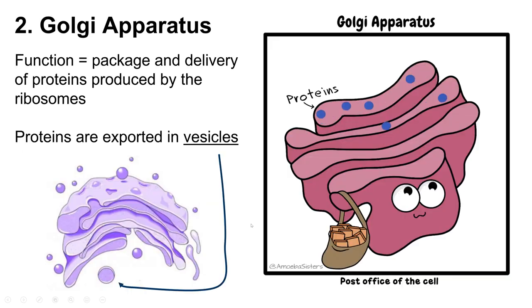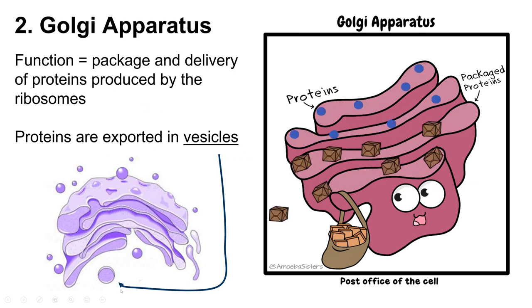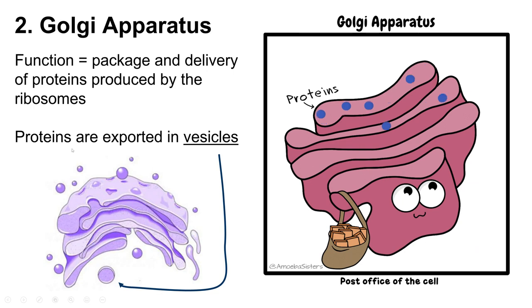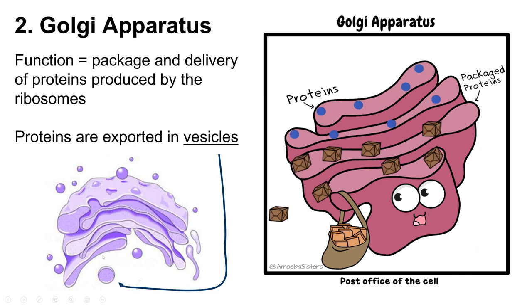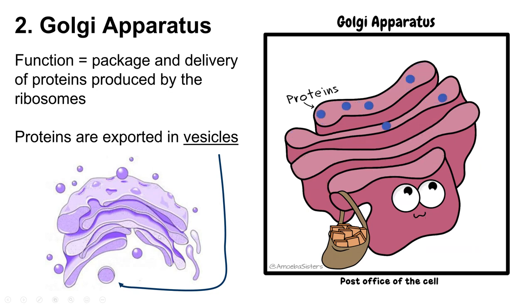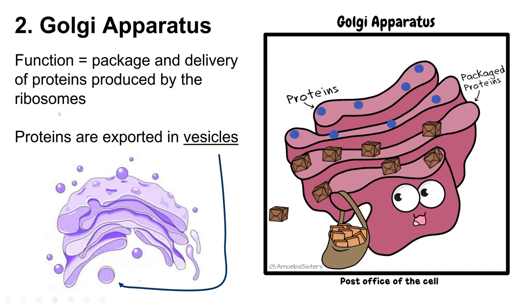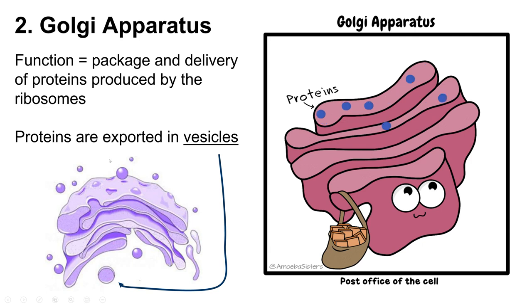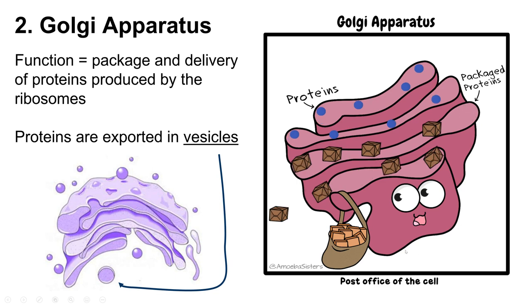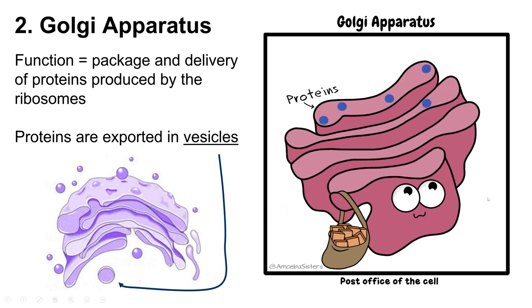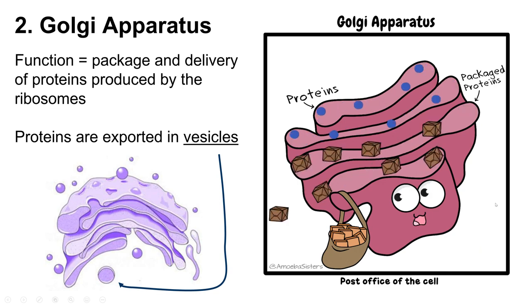Golgi apparatus, we know it to be the post office of the cell. It packages and delivers proteins and exports them in vesicles. It has a cis face, or the side facing the nucleus, and a trans face, which is the side facing away from the nucleus towards the cell membrane. And the vesicles, whatever is being packaged out into vesicles, they are processed through from cis to trans before they're sent to the cell membrane. You can see post office of the cell, adorkable. Oh my goodness. And then it's sent on its happy way.